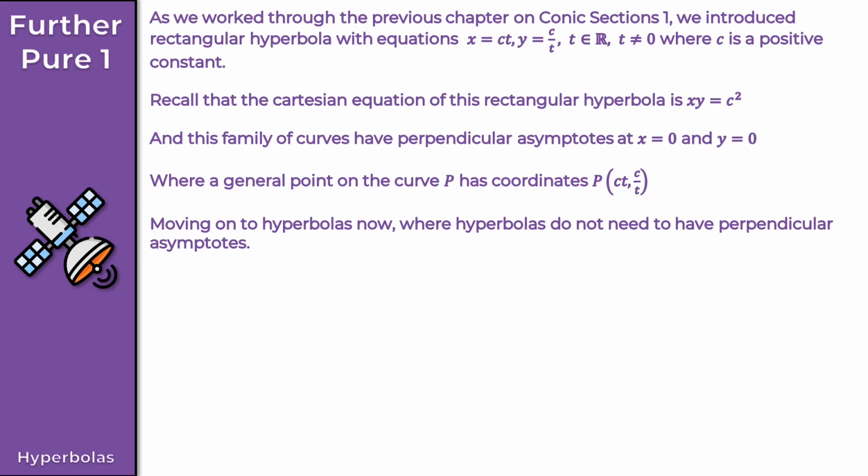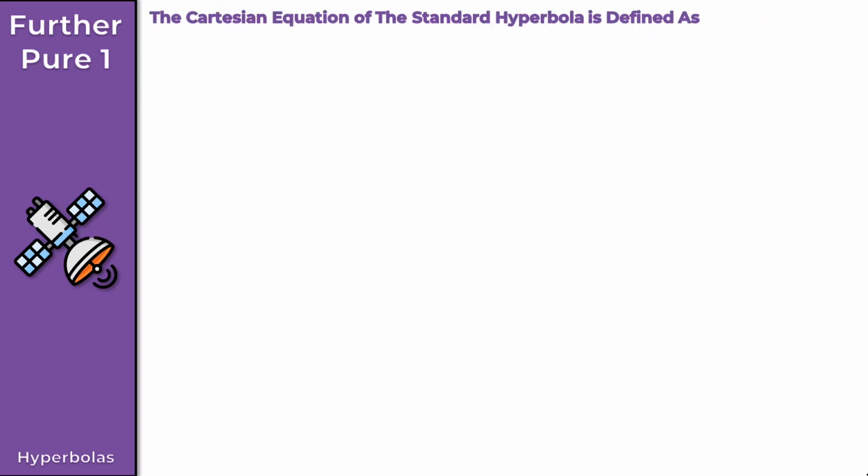So moving on then to hyperbolas now. In this case here, hyperbolas do not need to have perpendicular asymptotes. So moving on then, the Cartesian equation of the standard hyperbola is defined as follows here. So we get x squared over a squared minus y squared over b squared is equal to 1 here. Just notice this is very similar to the Cartesian equation of the standard ellipse, right? The only difference here is rather than a plus, we now have a minus.